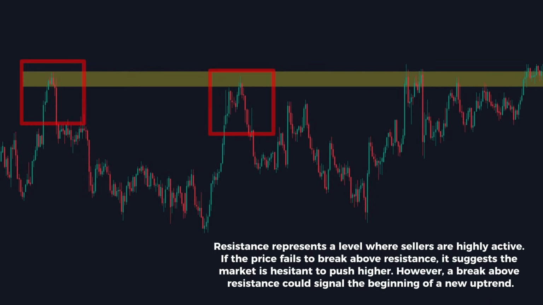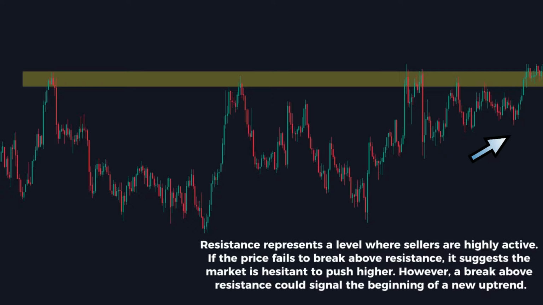Resistance. Resistance represents a level where sellers are highly active. If the price fails to break above resistance, it suggests the market is hesitant to push higher. However, a break above resistance could signal the beginning of a new uptrend.